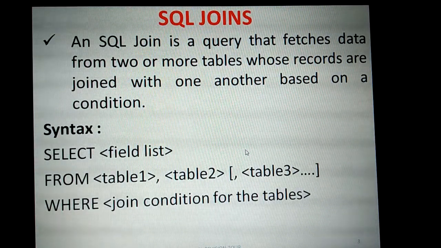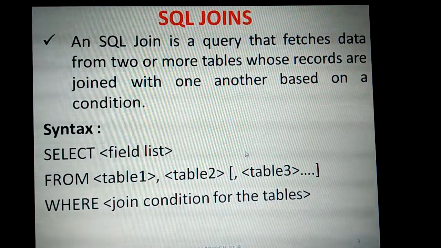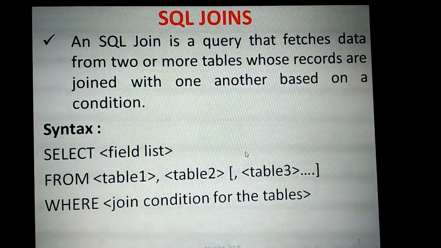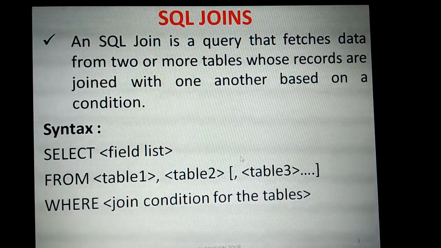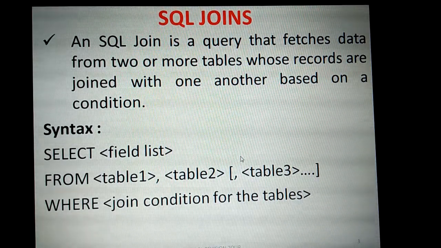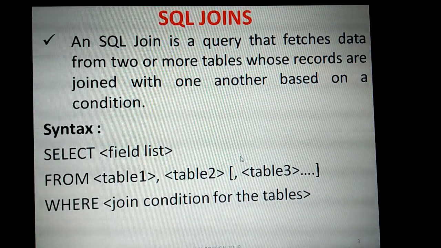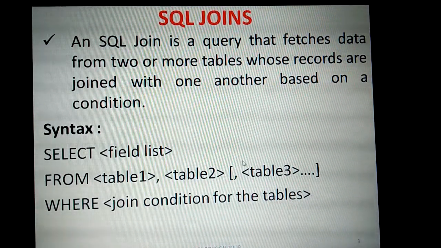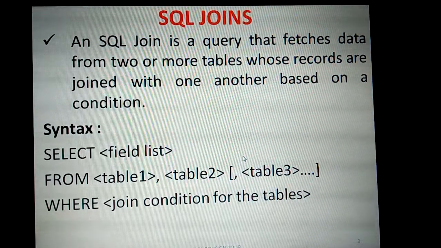An SQL join is a query. So what is meant by join? Join means combining two things together, that is what is called a join. So an SQL join is a query that fetches data from two or more tables whose records are joined with one another based on a condition. So we will give a certain condition for joining the two tables' values.